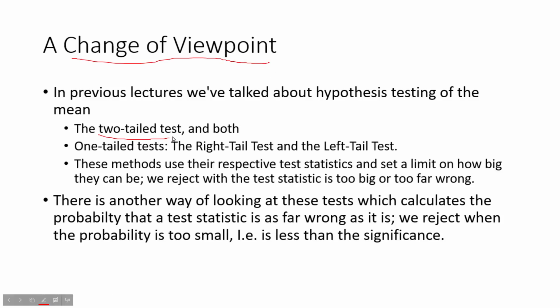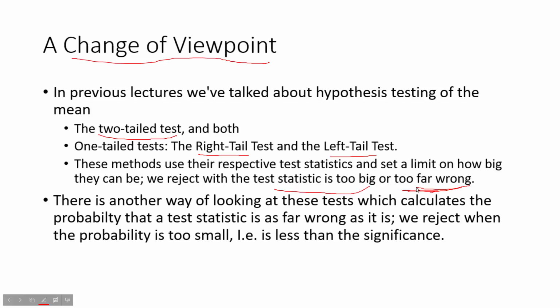Previously we've talked about two-tailed tests, which has its test statistic, and we have a right-tailed test and a left-tailed test which share the same test statistic. And in these tests, we set a limit on how far wrong our test statistic can go, whether it be too big, or in the case of the left-tailed test, if it's too small. We set some limit on the test statistic.